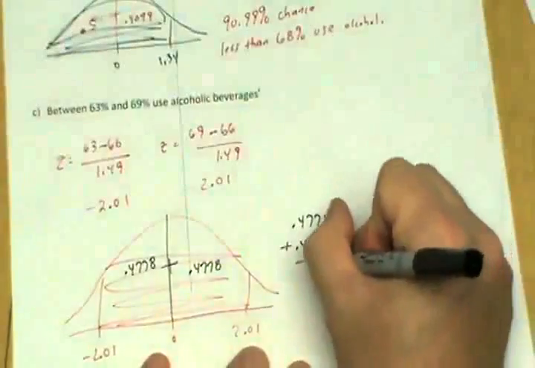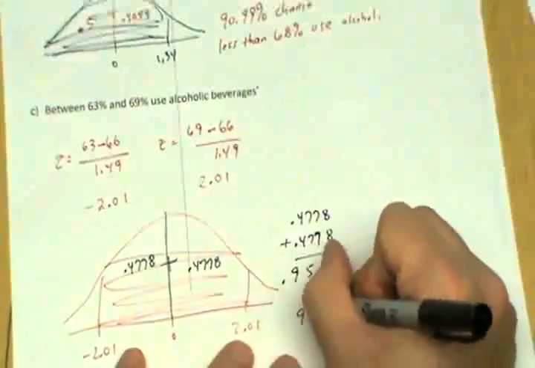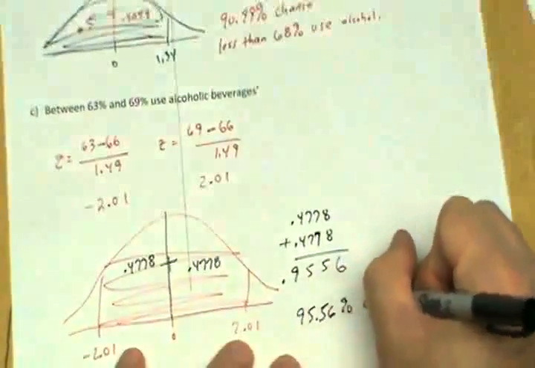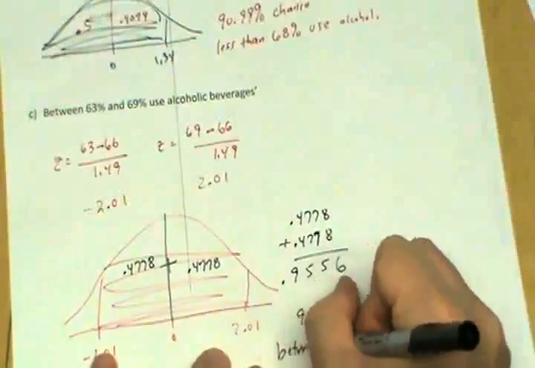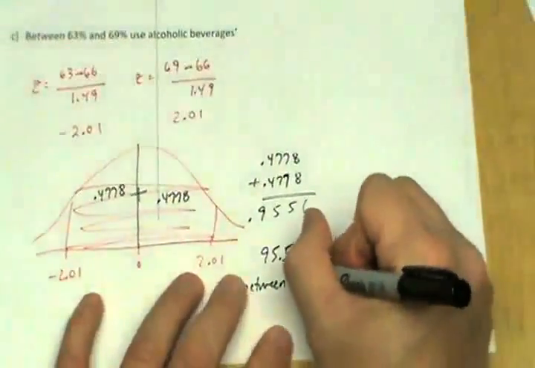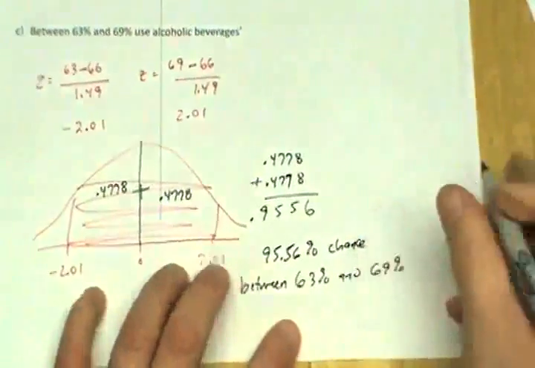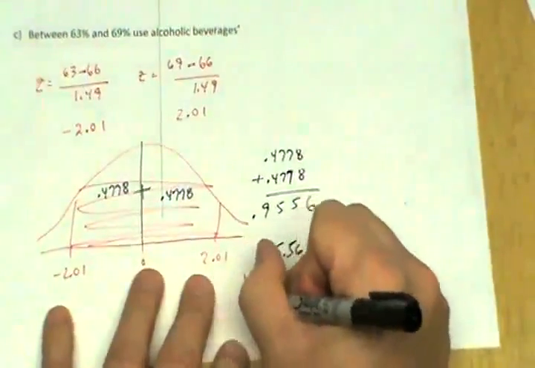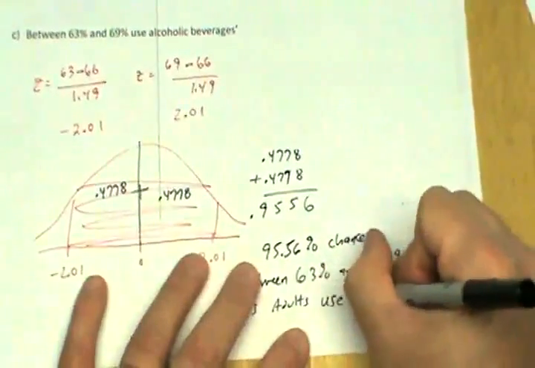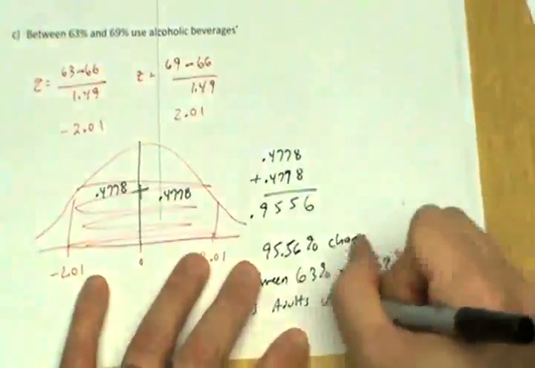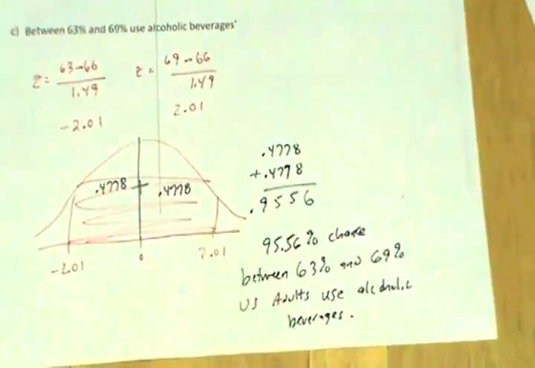And we're going to get 0.9556. So 95.56% chance that between 63% and 69% of U.S. adults use alcoholic beverages.